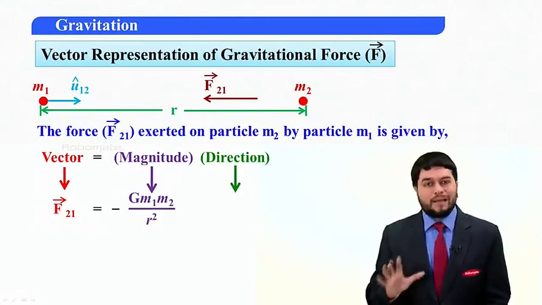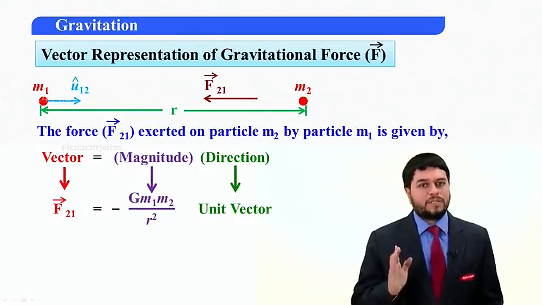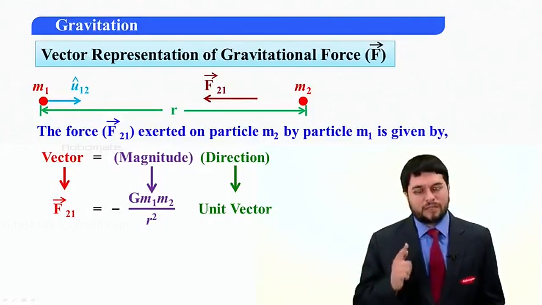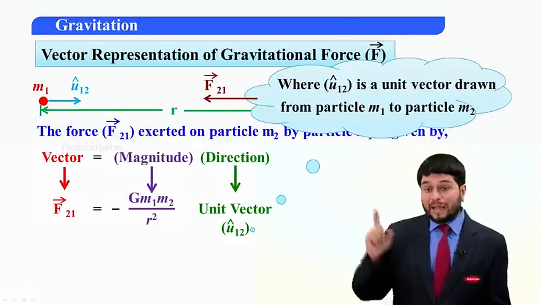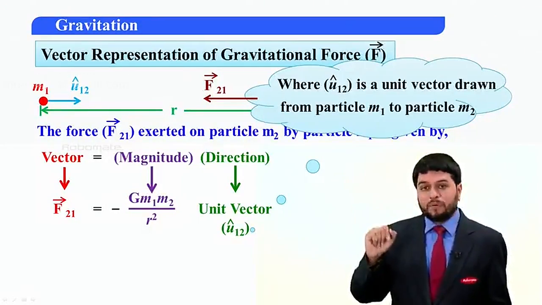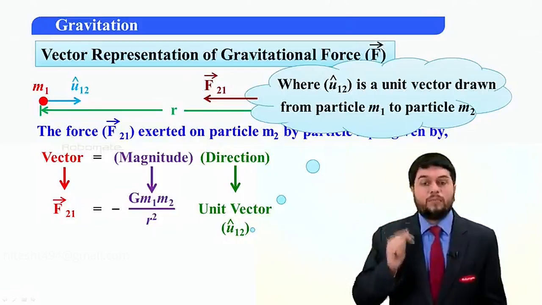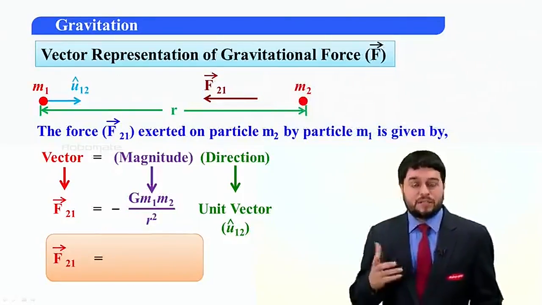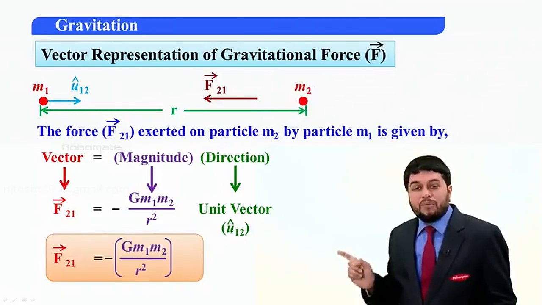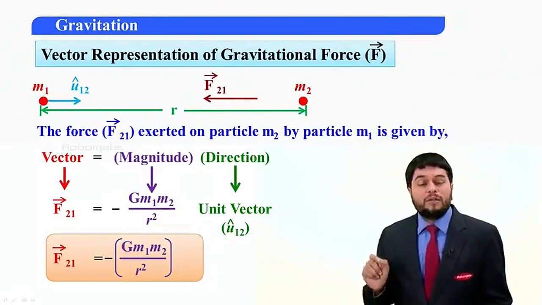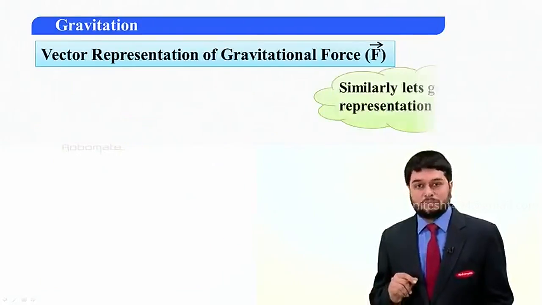Into direction. Now direction over here is given by a unit vector. You know, a unit vector is a vector which has a magnitude of 1. It is only for the direction representation. Here, let's say u bar 12 is that unit vector whose direction is as shown in the diagram. You can see that blue arrow, u bar 12. So u bar 12 is a unit vector drawn from the particle m1 to m2. And in totality, we can write it properly as F bar 21 is equal to G m1 m2 upon r square into u bar 12, and this is the vector representation of F bar 21.